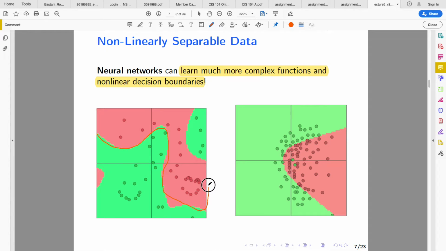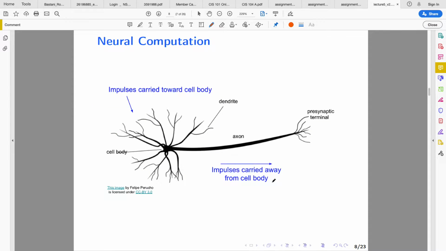You can see this is a very complex function. It's difficult to actually write an equation, a function, that will give us this kind of curve that separates the red from the green. This is another curve, another function that gives us a separation from this. So these are more complex functions.